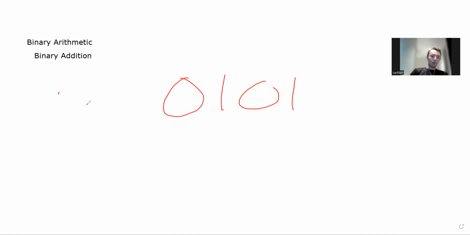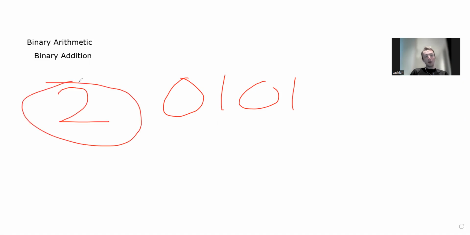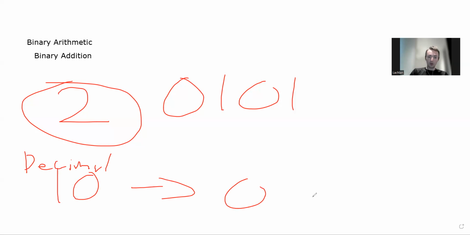In this case, binary is base 2. And the idea is that, for example, decimal, which is base 10, the reason in decimal you have base 10 is because you have 10 possible states for a digit to be, which is 0 to 9. In binary, you have 2 states, which is 0 to 1. So binary is zeros and ones.